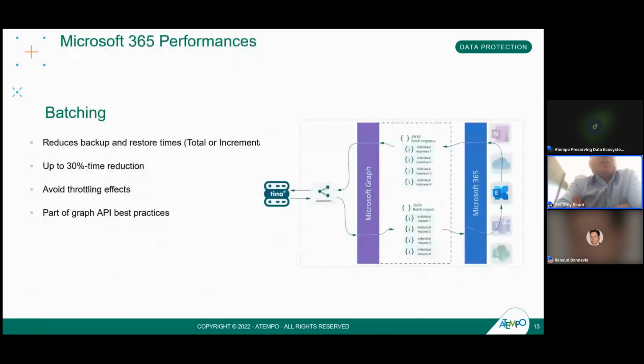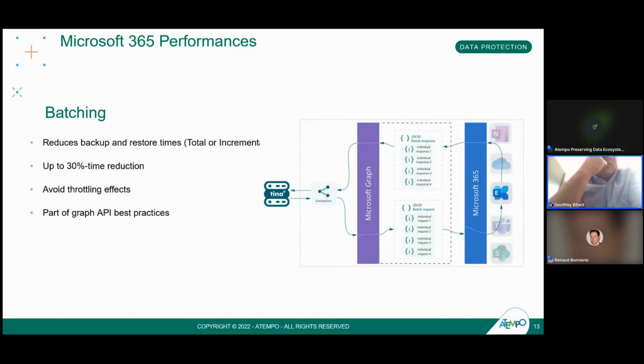Also, on the performance side, we did a lot of efforts on M365 performances, and now Tina can leverage the batching mode to back up and restore M365 applications, and compared to the previous version, we gain about 30% time reduction on backup and on restoration.